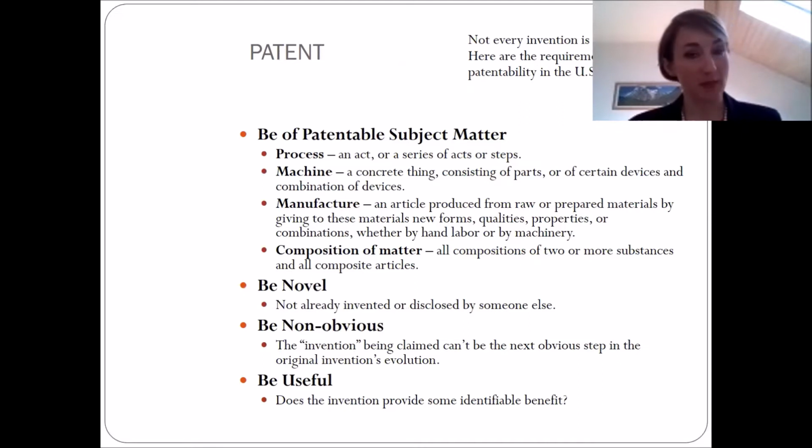Another requirement, and this may seem to be something that's fairly understandable, it has to be novel. So it can't already have been invented or disclosed by somebody else. It has to be non-obvious. So obviousness is one of the main reasons that patent applications get rejected. And something is obvious when you've taken something that exists already and added some little bit to it to try to make it a little bit better. If it's an obvious addition to something that's existing, in that case, you're not going to get to have a patent for it either. Finally, does it confer some useful benefit?